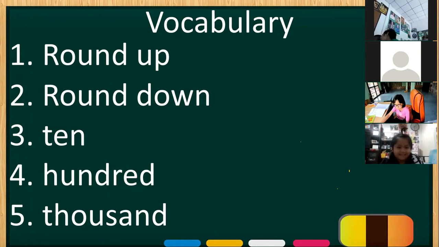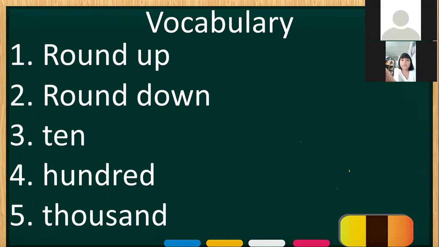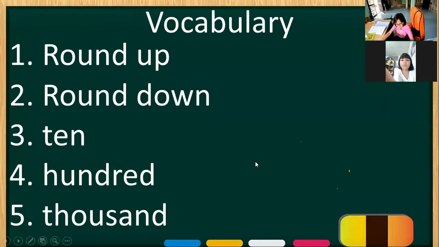Round up, round down, 10, 100, 1,000. Very good. Wow, grade 4 is really very good in reading. Okay, next, Ton Cow. Round up, round down, 10, 100, 1,000. Very good. Now let's move on to our main topic for today.